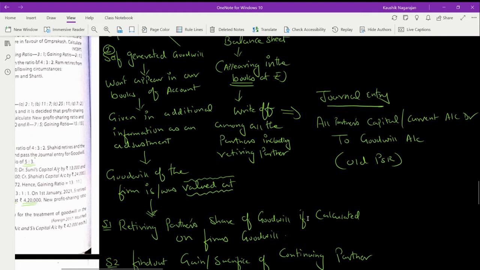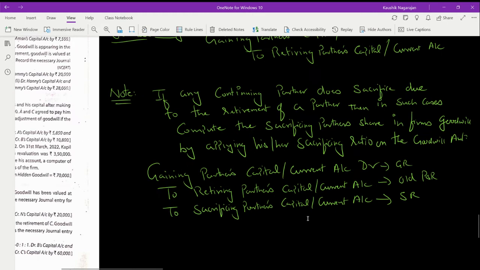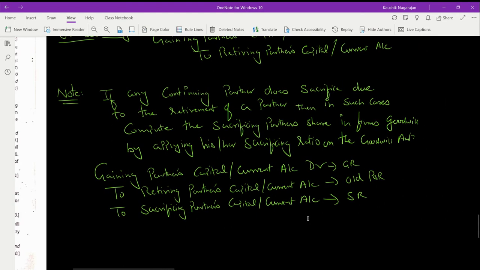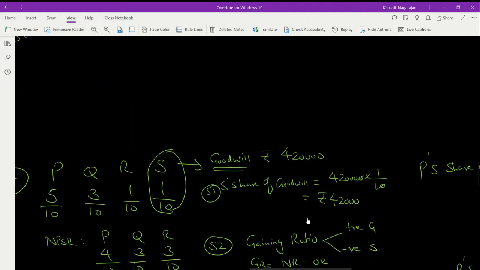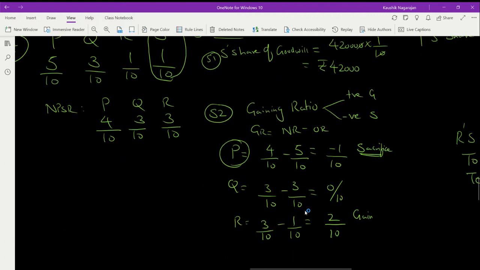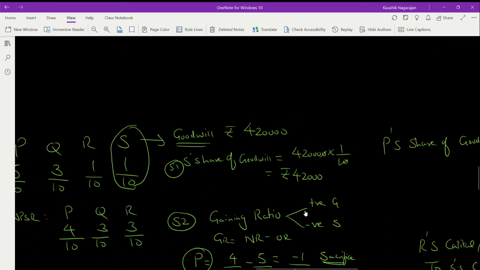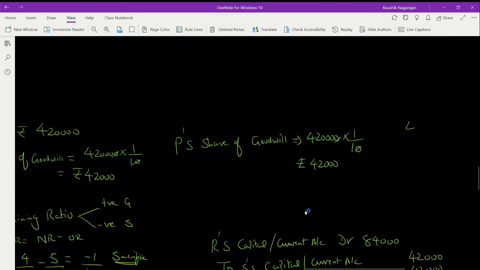The other way is, if you just look in here, I mentioned that you have to apply the gaining partner's share on the firm's goodwill to derive what amount he'll get. So in the gaining ratio, as we have seen in this problem, is 2 by 10. So just compute on the value of 4 lakh 20,000 into 2 by 10. Cancelling, it comes to 42,000 into 2, which gives you an amount of rupees 84,000. So 84,000 is the amount which R has to settle.